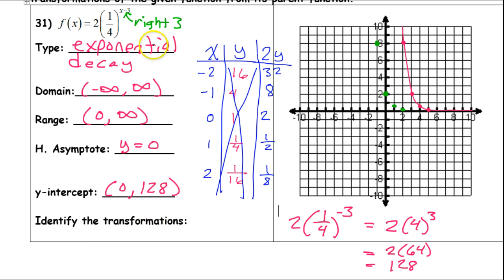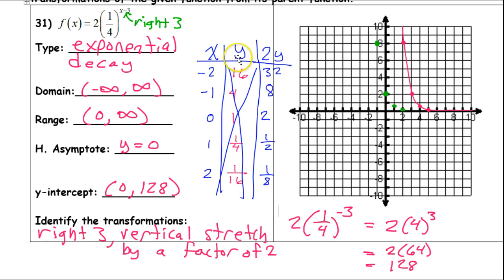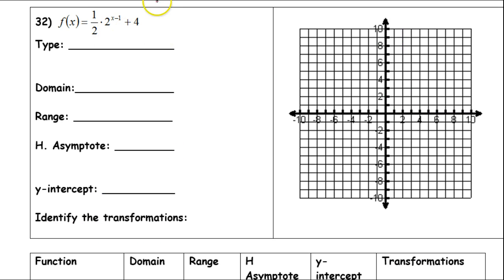Now as far as the transformations, compared to the parent function, we already talked about we have a shift to the right 3. But also this a value is a vertical stretch by a factor of 2. And so that's how you graph an exponential function. Let's look at another example. Again, we will make a table of values. And there is an a value, so eventually I will need 3 columns.